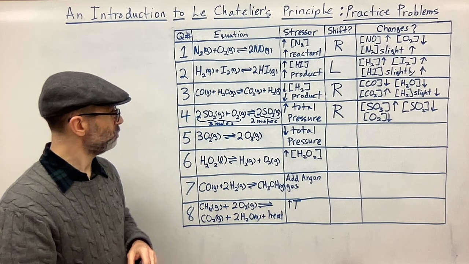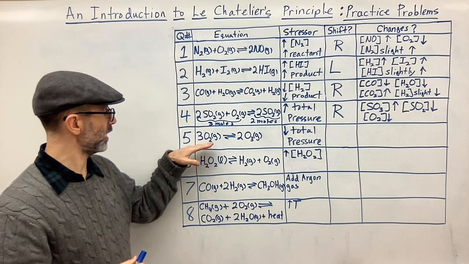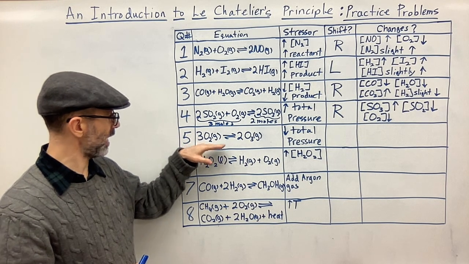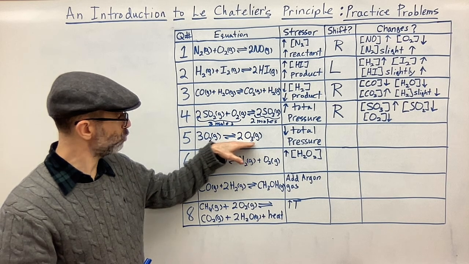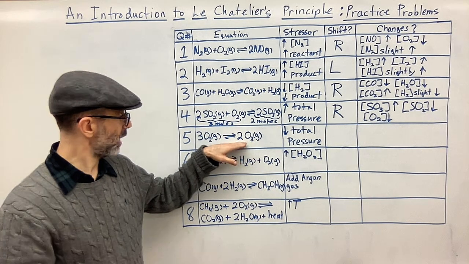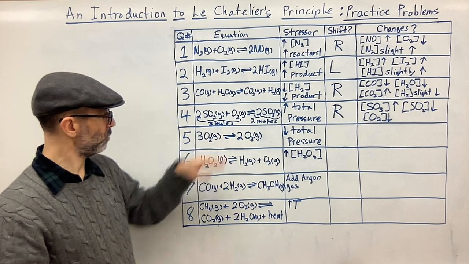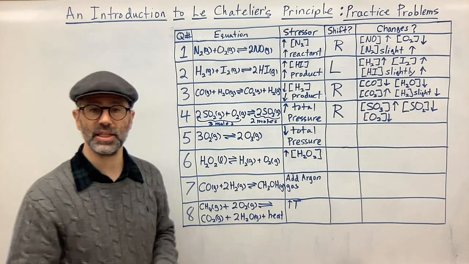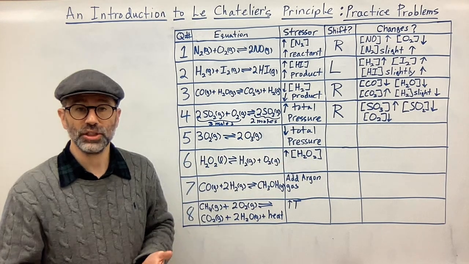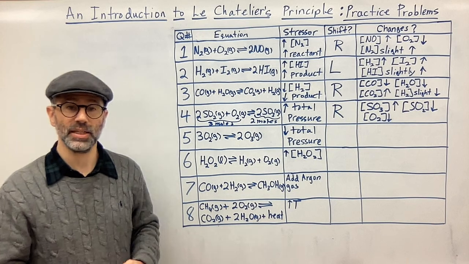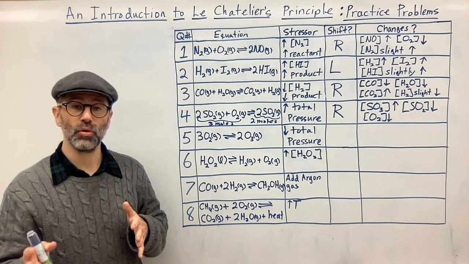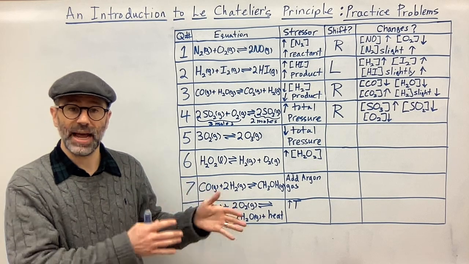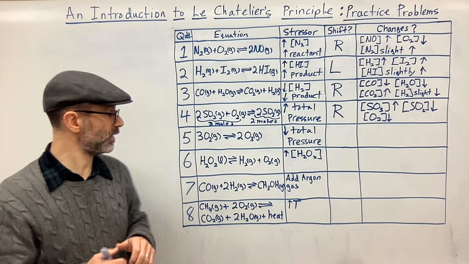Okay, so what about number 5? So here again we have 3 moles of oxygen gas and 2 moles of ozone. O3 is ozone, and they're in equilibrium. And what's the stressor in this case? Here we are decreasing the total pressure. So again, the question you want to ask yourself is, what is the number of moles of the gases on each side of your equation?